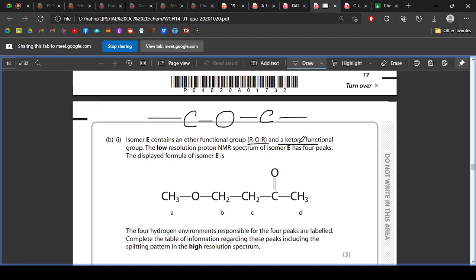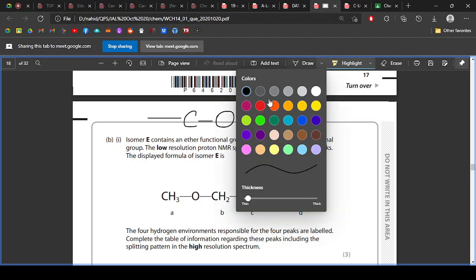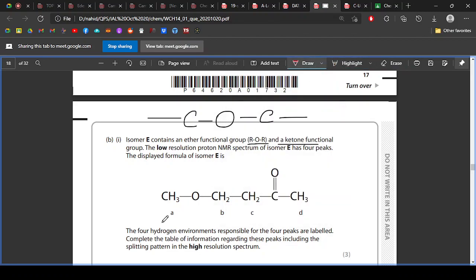And a ketone functional group. So this is the compound E. This is the ether portion. Let me use the color. So this is the ether part, and this is the ketone part.